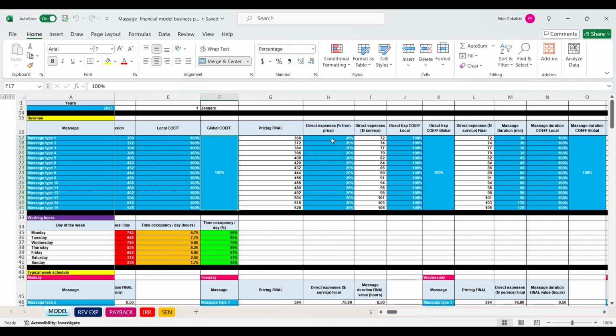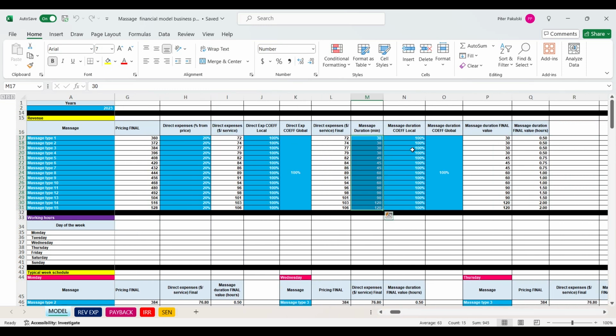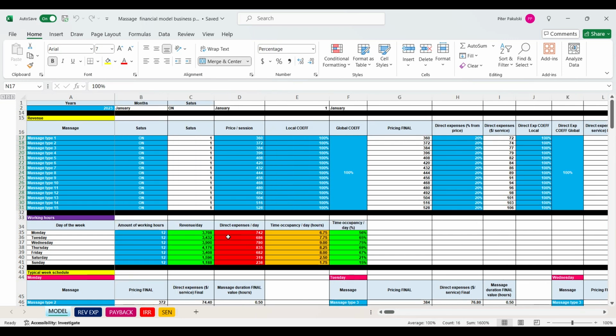Then we have a column where we can set up the percentage for direct costs sitting inside massage price. Then we have local and global coefficients for the level of direct costs. Next column describes the duration of massage services in minutes. We will need this parameter later when we will be looking at working time occupancy. Also, we have global and local coefficients for the services.